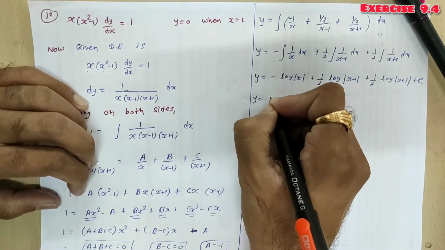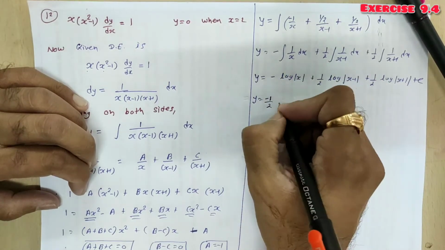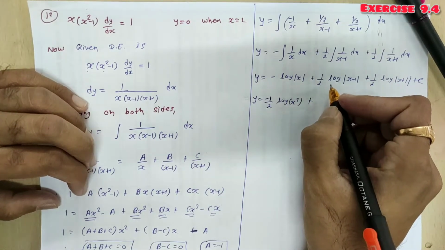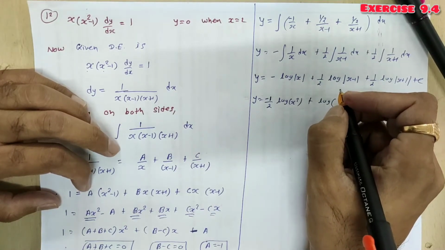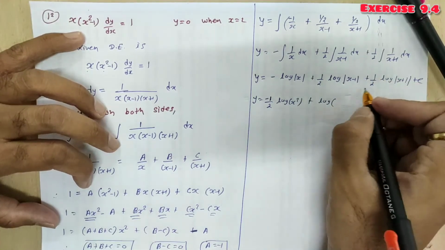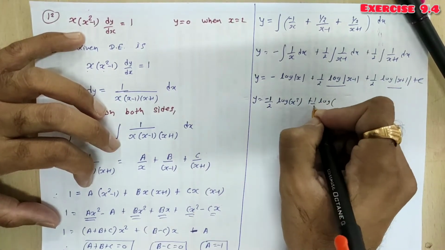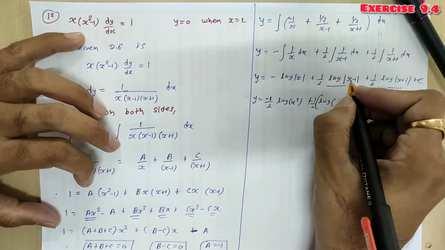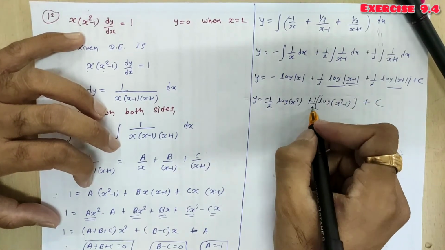This one is y equal to minus 1 by 2. The 2 on top, we will take that 2 into the power. So it's a log x square plus 1 by 2 log mod x minus 1. So it's a log x minus 1 whole square. And here, first take this 1 by 2 common, take these two together and simplify. So here we can take 1 by 2 common. So it's a log of x minus 1 plus log x plus 1. Both will be multiplied. So it's a x square minus 1 plus c. Done. And this 2 will go to the power.